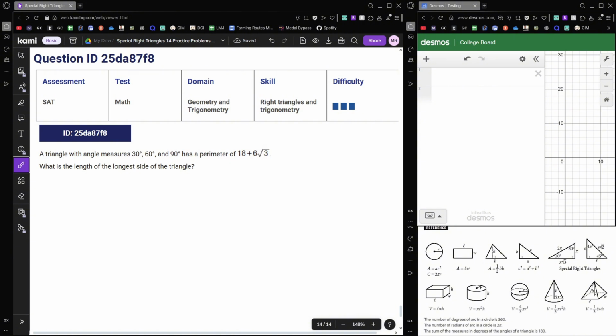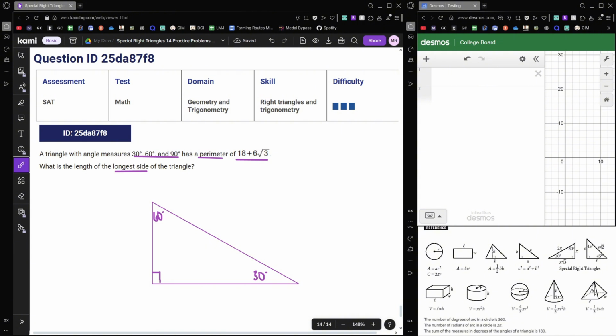Question number 14. A triangle with angle measures 30, 60, and 90 has a perimeter of 18 plus 6 square root 3. What is the length of the longest side of the triangle? So here we obviously have a 30, 60, 90 triangle, so let me quickly draw that. Alright, so here's the 30, 60, 90 triangle.